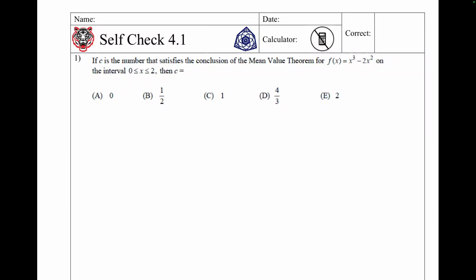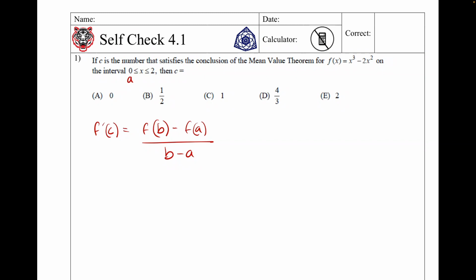All right, here is AP type this AB self check 4.1. Going over the solutions. Number one, we have something that satisfies the mean value theorem. That means we need to write out the mean value theorem. So I immediately write f prime of c is equal to f of b minus f of a all over b minus a. And then from there, I fill in everything that I have.